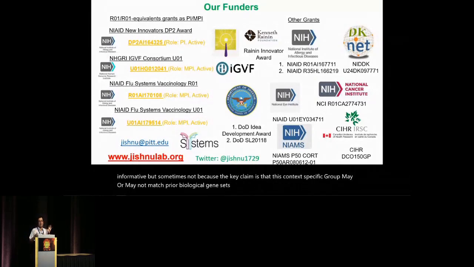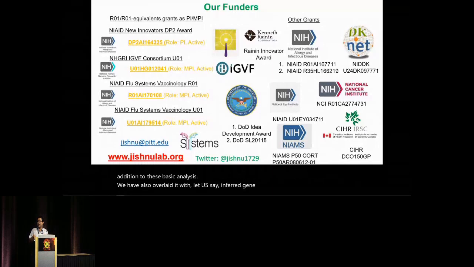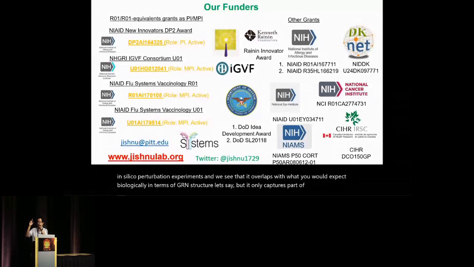So what we've done is, in addition to these basic analyses, we've also overlaid it with, let's say, inferred gene regulatory networks, and we've done in silico perturbation experiments. And we see that it overlaps with what you would expect biologically in terms of GRN structure, let's say, but it only captures part of it. So it's really giving you the putative driver inferred from the data.